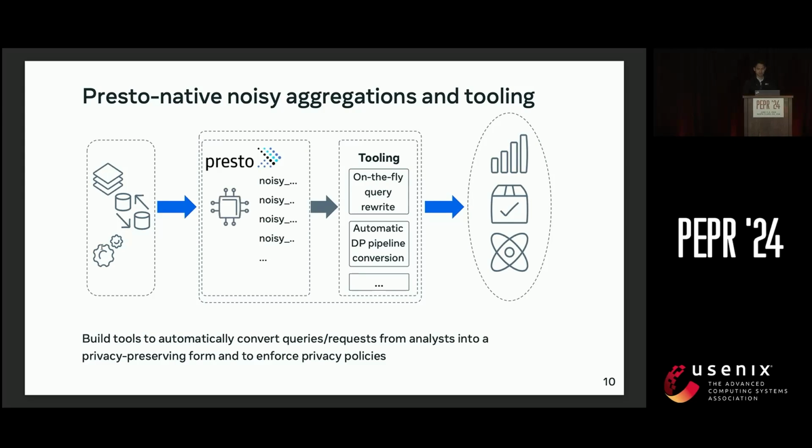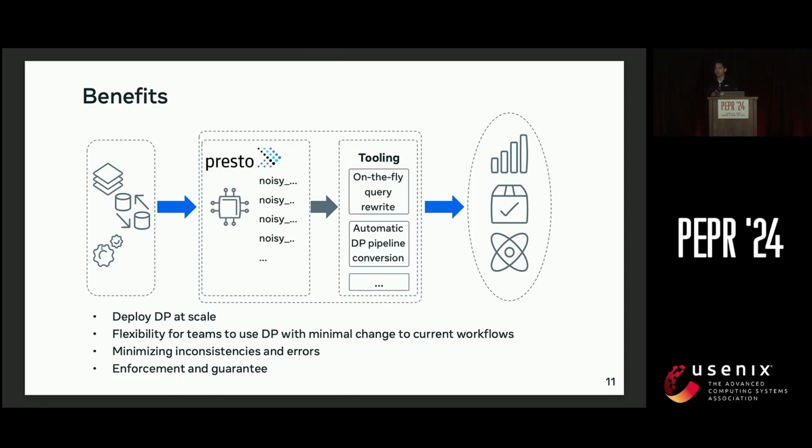This is very, very important for adoption. These noisy aggregations, the primitives here, along with the tooling, really enable us to deploy DP at scale, and enable teams to adopt them in various workflows very flexibly with very minimal change to their current workflows. This is very important for easy adoption of DP technology. With this tooling, we have also seen great reductions in the inconsistencies, errors, and bugs of deploying DP across teams. And it's a very effective tool for enforcement of privacy policy and privacy guarantees.